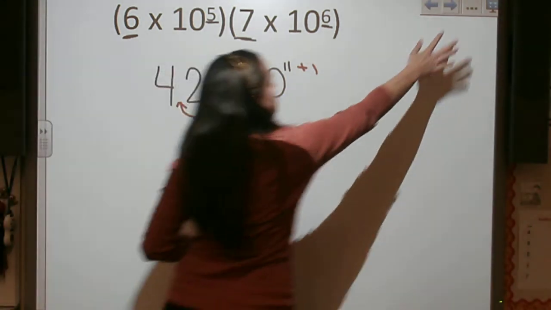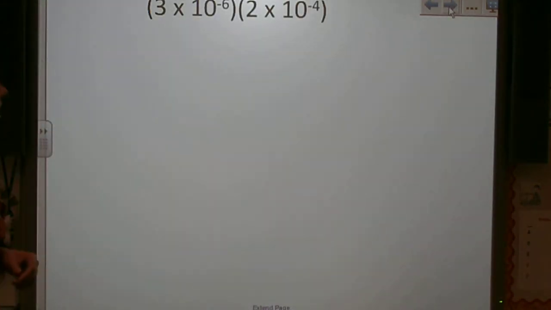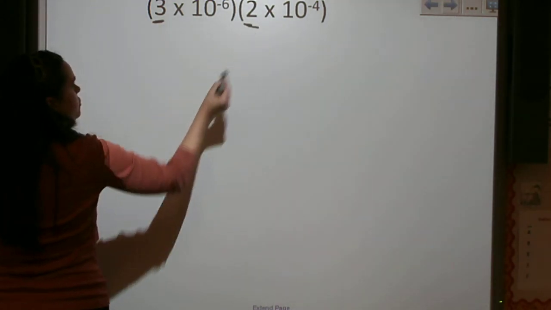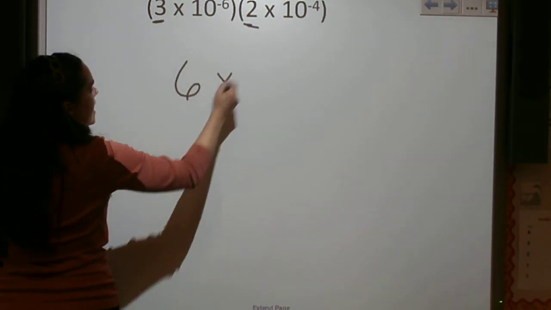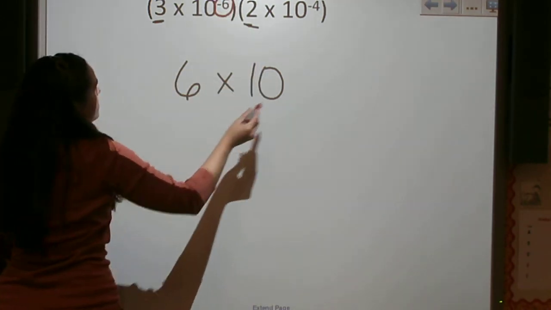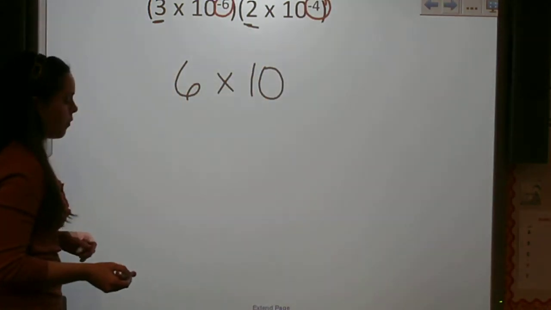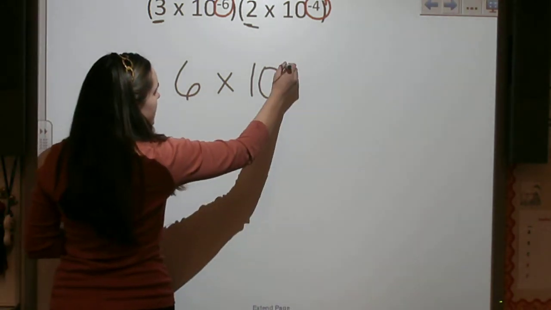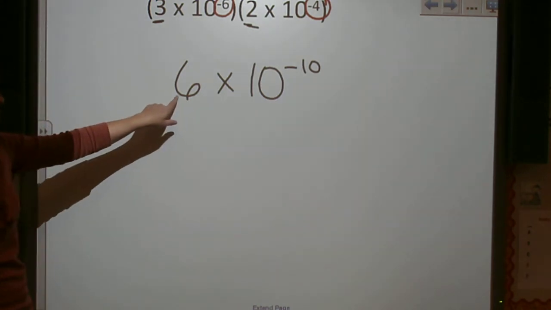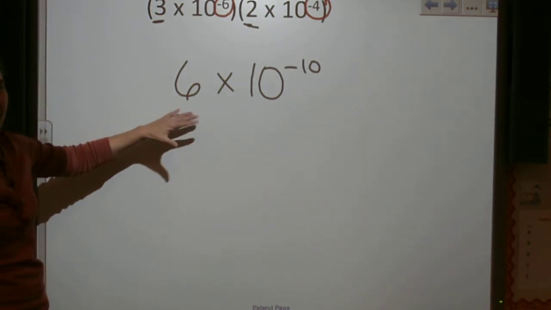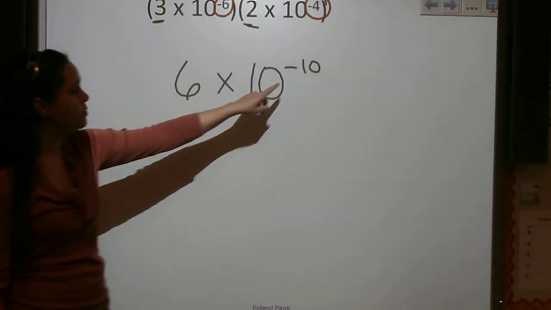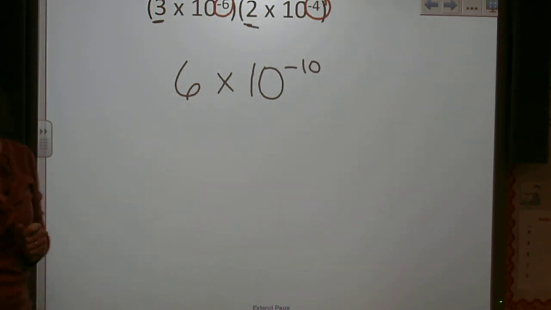Our next example. Now we have some negative numbers. We still want to look at our coefficients. We have 3 times 2, which is 6. Our base remains the same. And now we have negative 6 plus negative 4, and that is going to be negative 10. Now, our coefficient is less than 10 and greater than 1, so we don't have to move the decimal. It stays exactly where it's at, which means our coefficient stays where it's at.